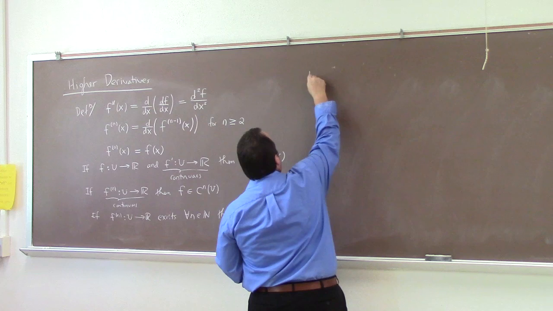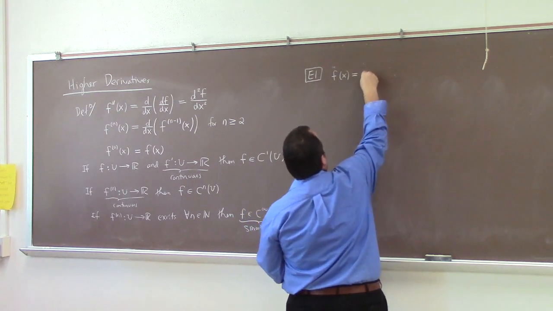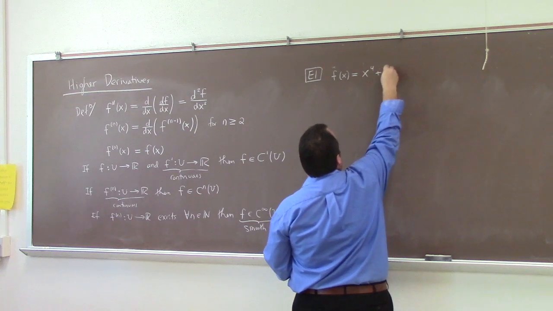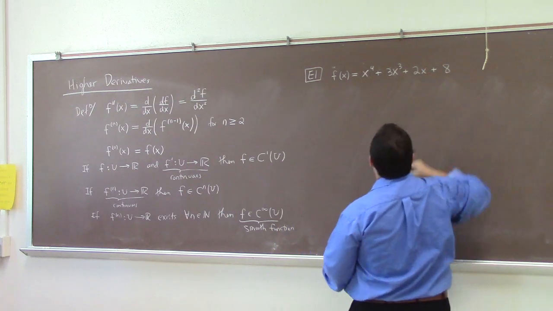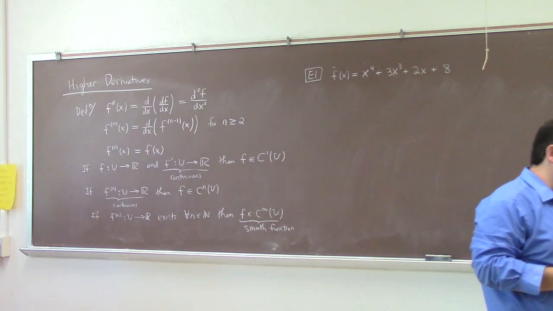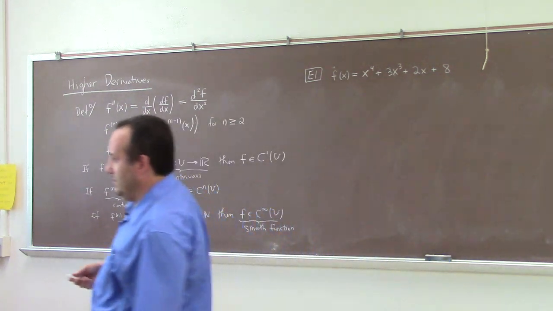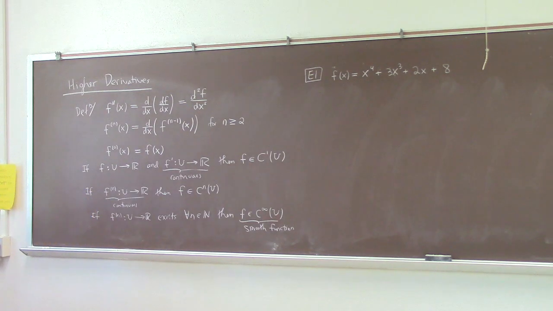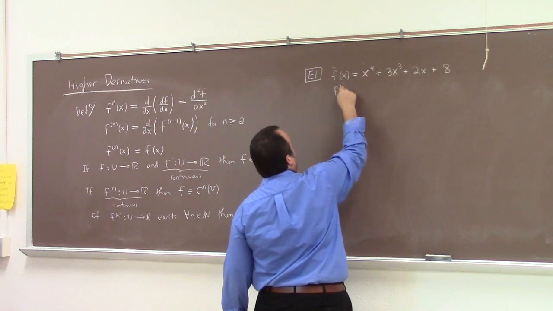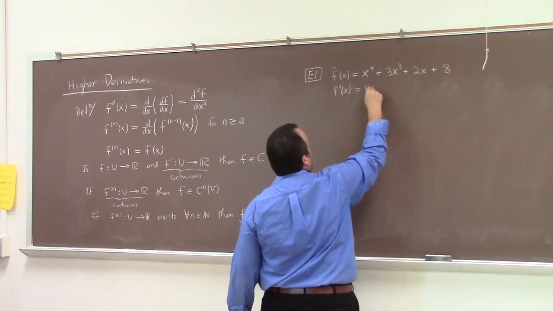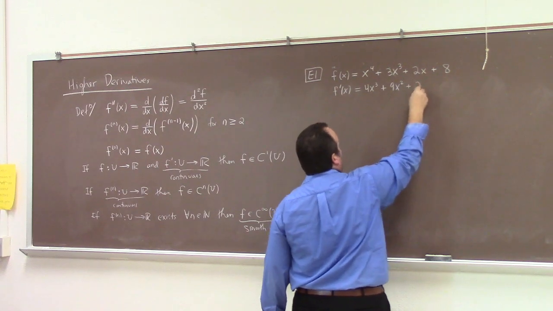Let's look at an example. f of x equal to, let's say, x to the 4th plus 3x cubed plus 2x plus 8. So this is a polynomial of order 4, right? And let's calculate its derivative. So what do we got? f prime of x. We've got 4x cubed plus 9x squared plus 2. So that's the first derivative.